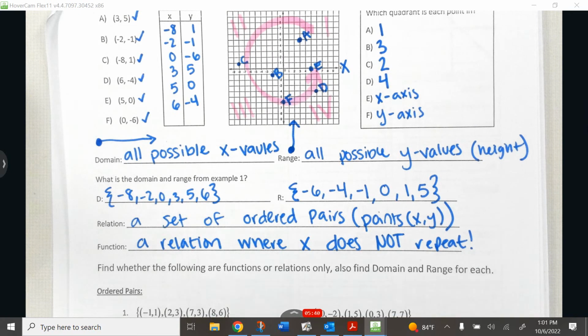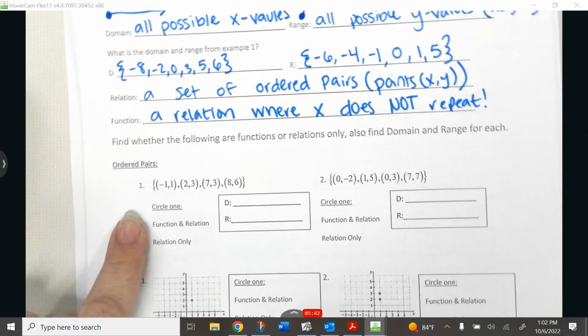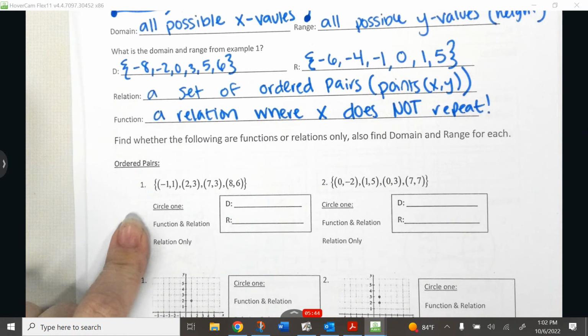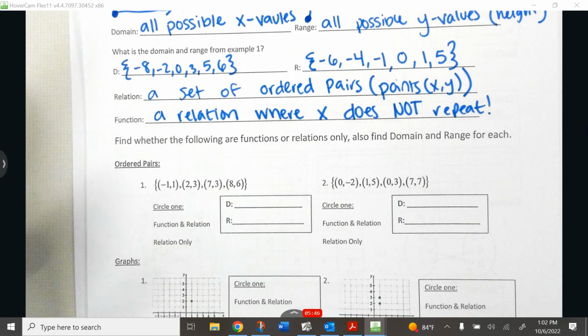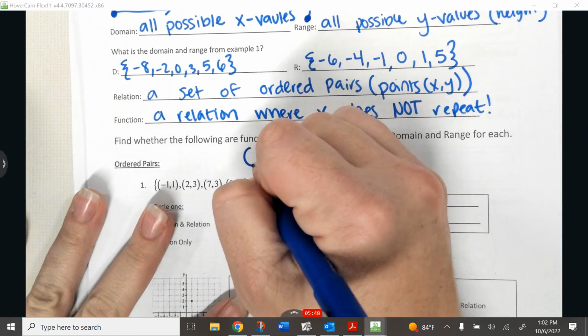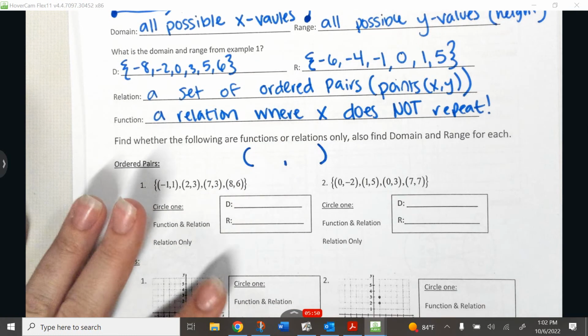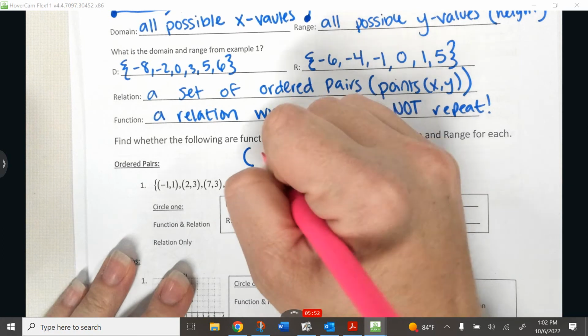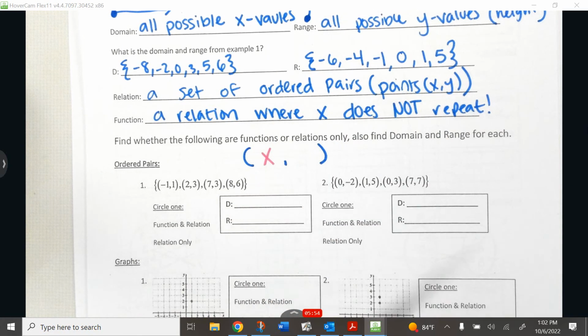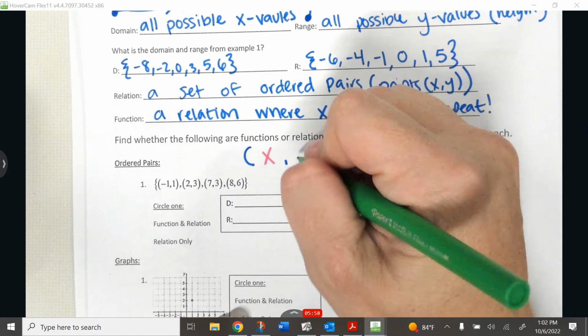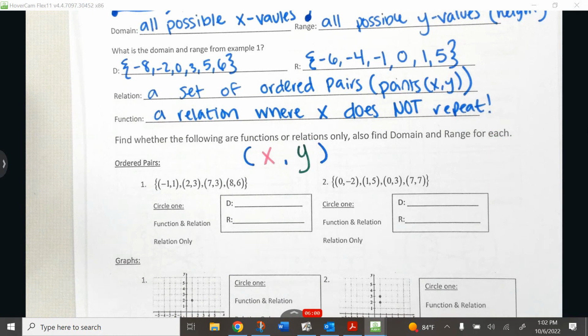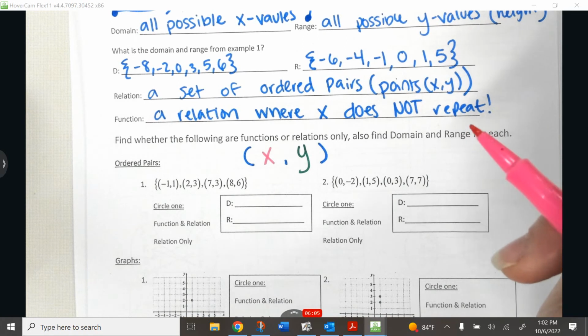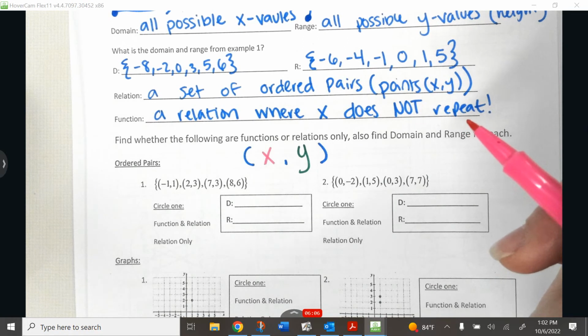Okay, so we're going to jump into it. So the first thing we're going to do is find domain and range from ordered pairs. We like these. They're super simple because it's listed for us. Just a reminder, your ordered pairs are always x, comma, y. So I'm always going to look at my x's first because that's going to help me realize if it's a function or just a relation.